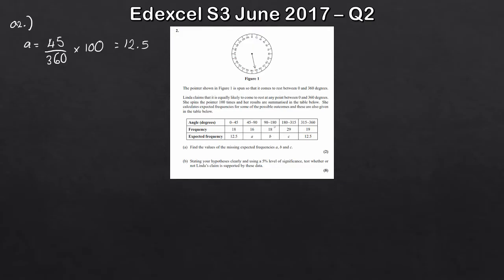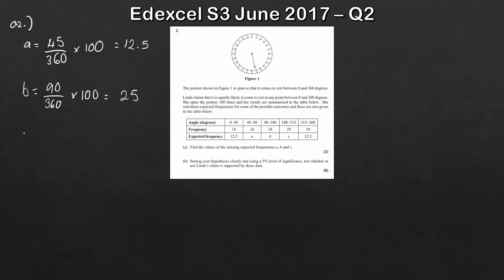Doing the same here for this one, but just be careful. This time we're going between 90 and 180, so B is going to be 90 divided by 360 and then times by 100. If you can spot it straight away, you can just double this value here, because this is 90, which is double the 45, so this has to be double as well. So that'll give you 25 for B.